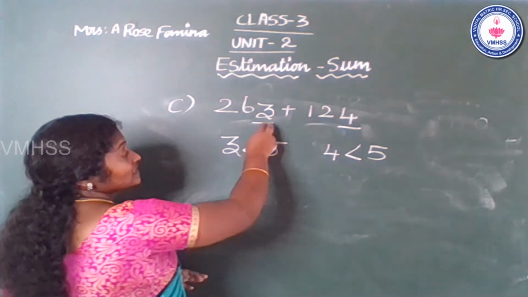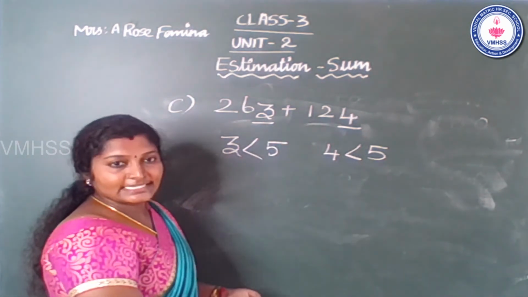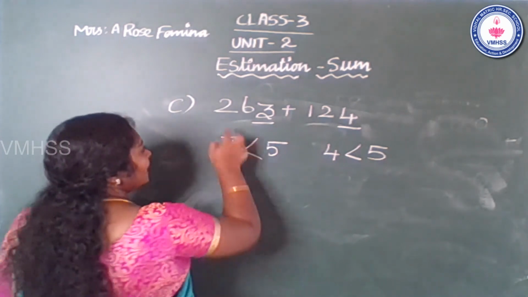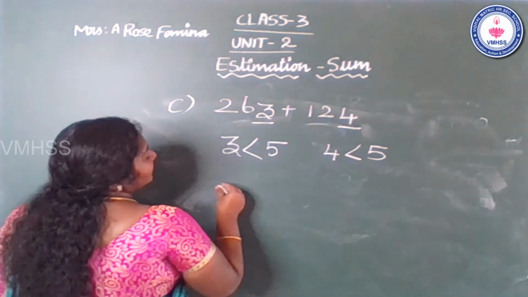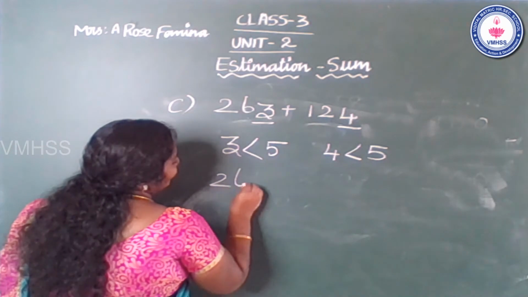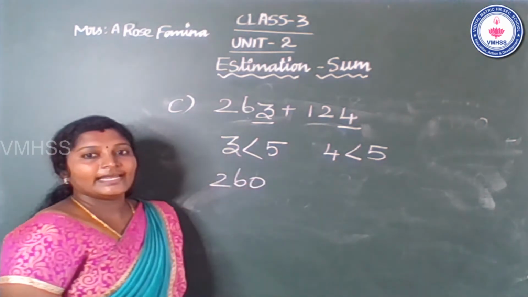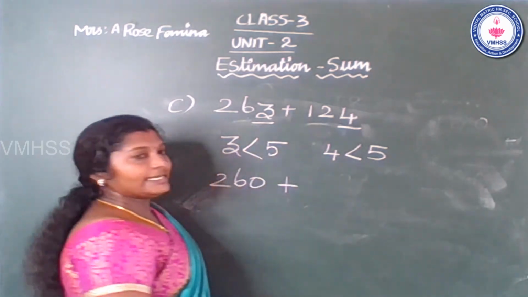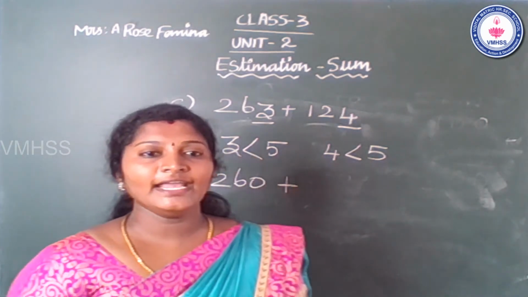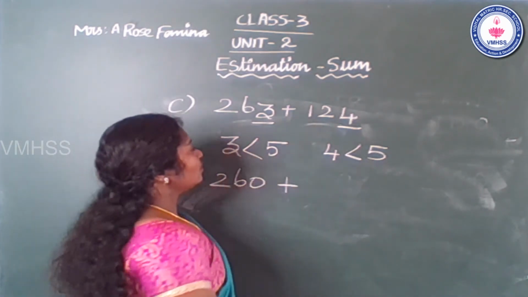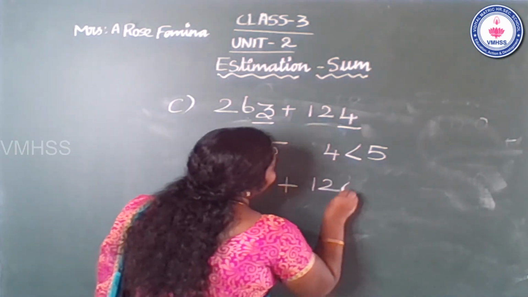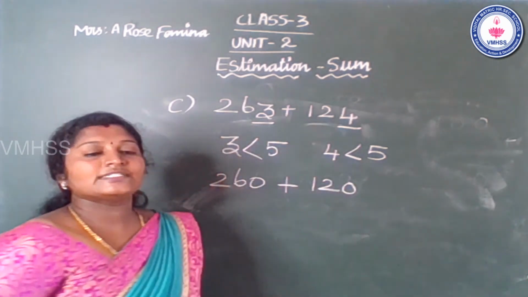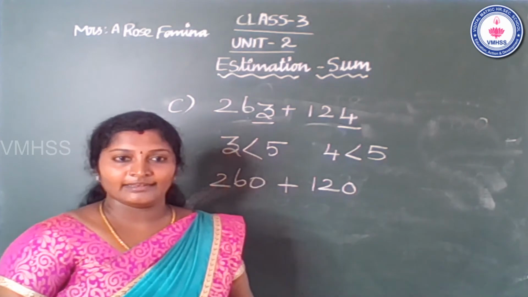If in case it is greater than 5, you go to the next number, the 10 place value. So 263, the rounded value is 260. Am I right, students? Next number, 124. The rounded value is 120. Why? Because it is the nearest 10.